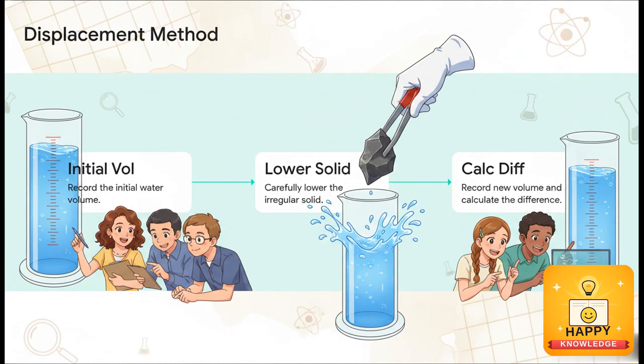Well, that's when we bust out the secret technique, the displacement method. It's basically 3 steps. First, you record your starting volume of water in a cylinder. Second, you carefully drop the object in, no splashing. The water level goes up, right? Because the object is pushing water out of its way. Third, just record that new volume. The difference between those 2 numbers? Boom, that is the exact volume of your irregular solid.